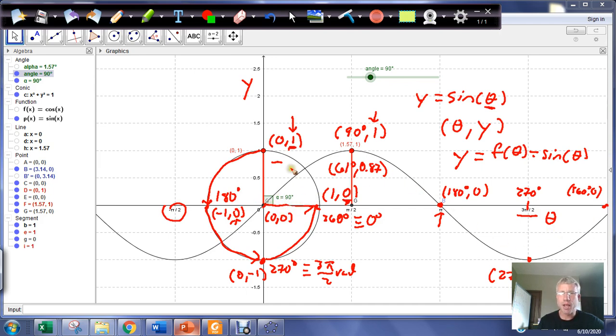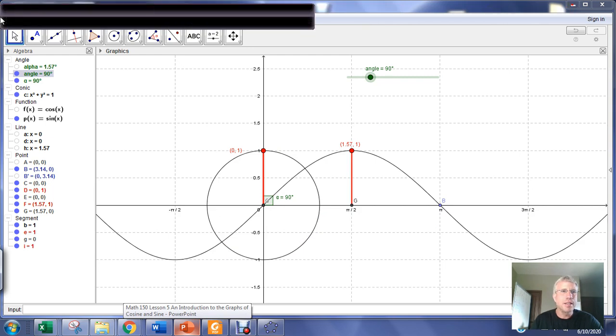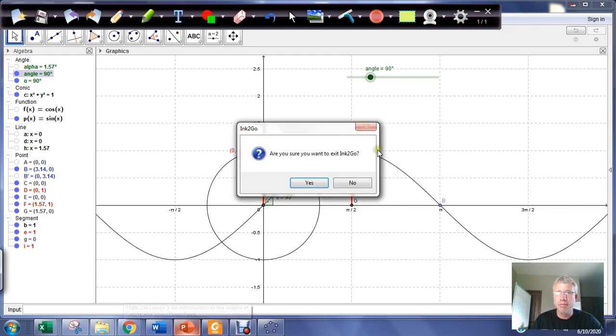If I rotate either clockwise, negative angles are going to be clockwise rotations, because negative angles depict clockwise rotations on the unit circle. So if we zip back to PowerPoint, we can summarize the discussion that we just had very quickly.